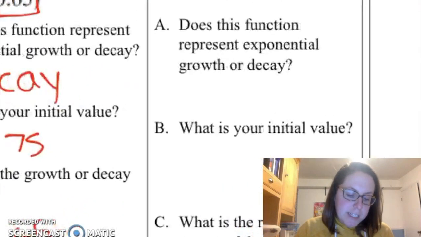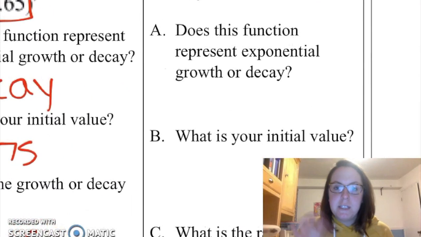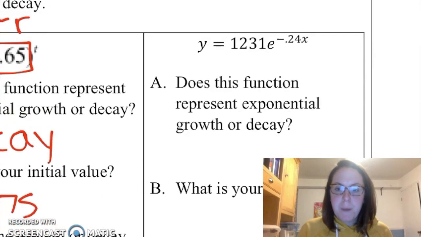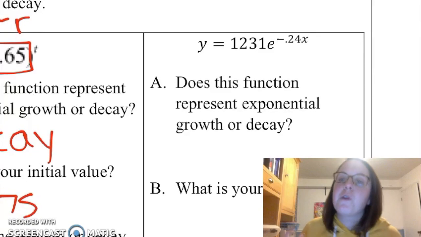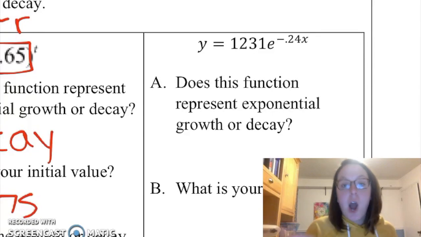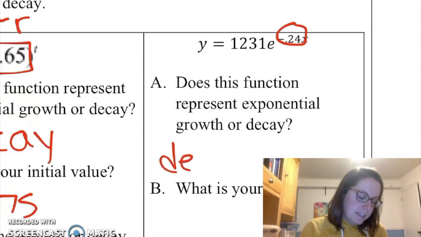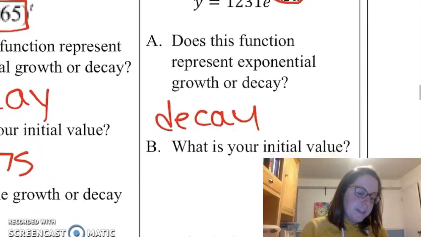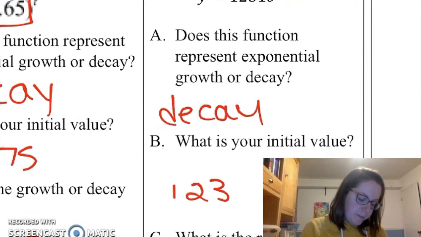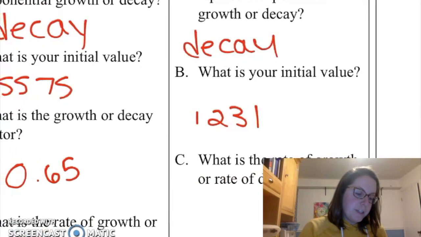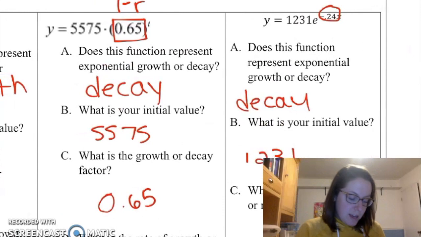All right, this next one, is this growth or decay? So this is PERT, right? This is PERT. And for this, I need to look at r. So here, there's r. That's negative, so that tells me this is decay. The initial value is 1231. And the rate of growth or decay, well, this is decaying, and it's decaying at 24%.